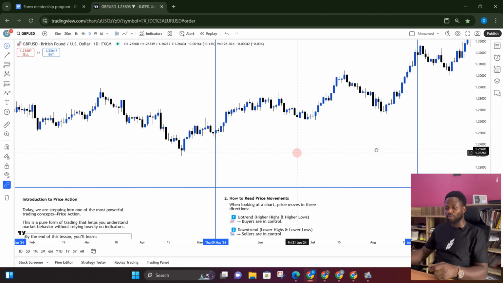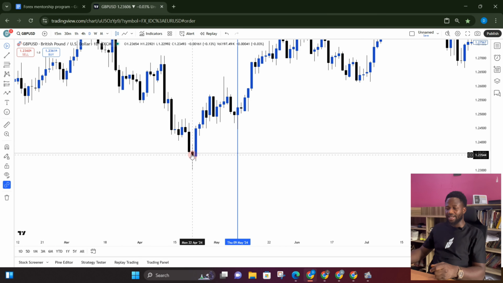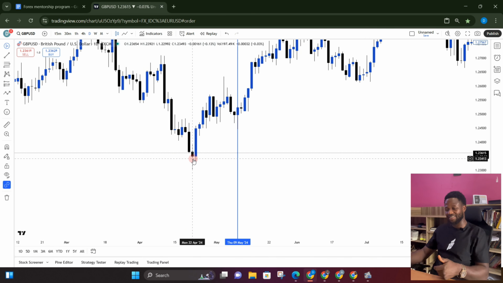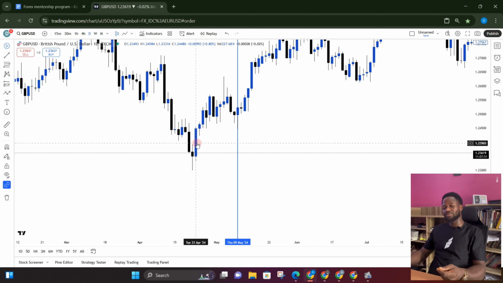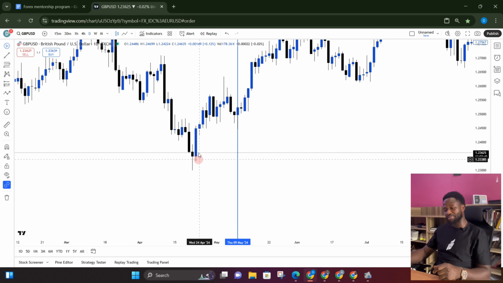Let me zoom in on one that I just cited here. It said a small red. My own black is red. I'm sorry, I always forget to switch up these things when I'm about to record these lessons, right? And my own blue is green. Please don't get confused. So a small red swallowed by a big green. This is a bullish engulfing candle.